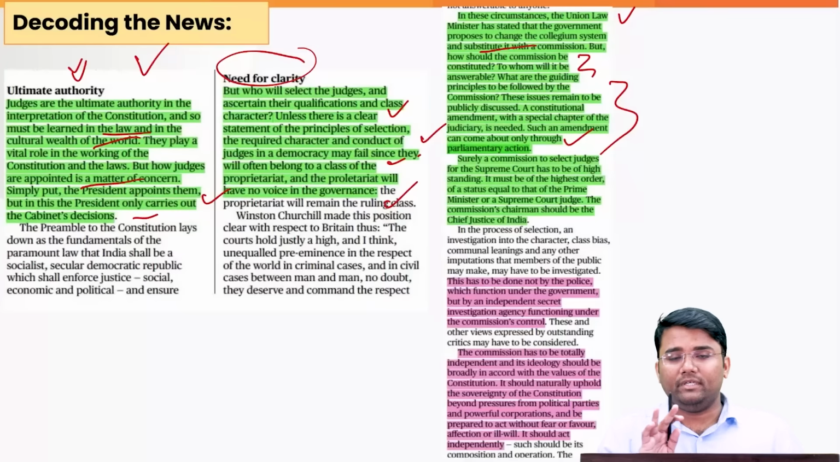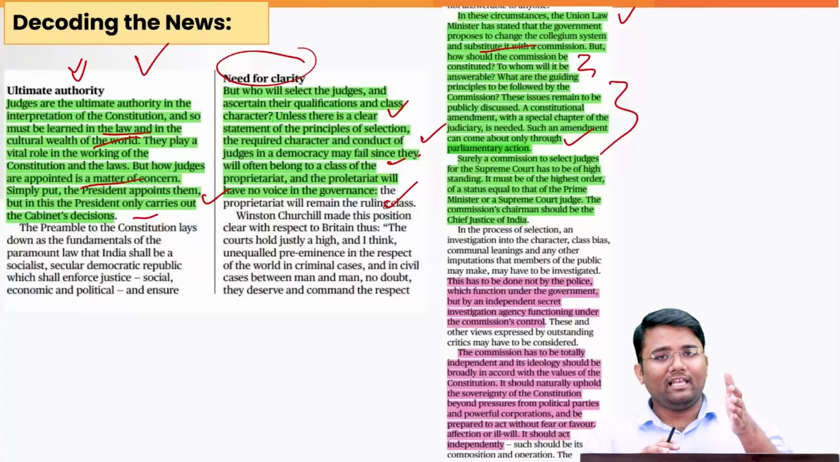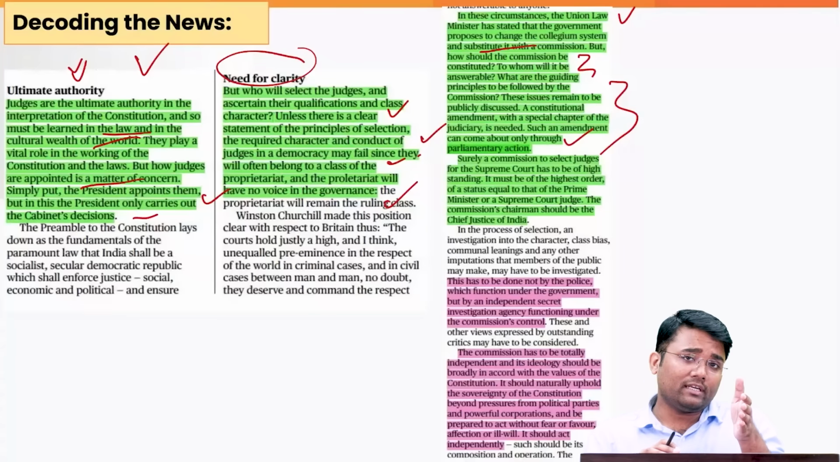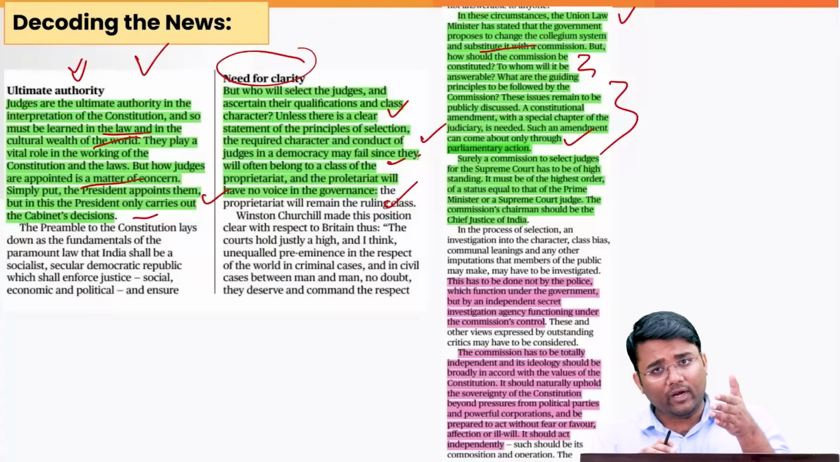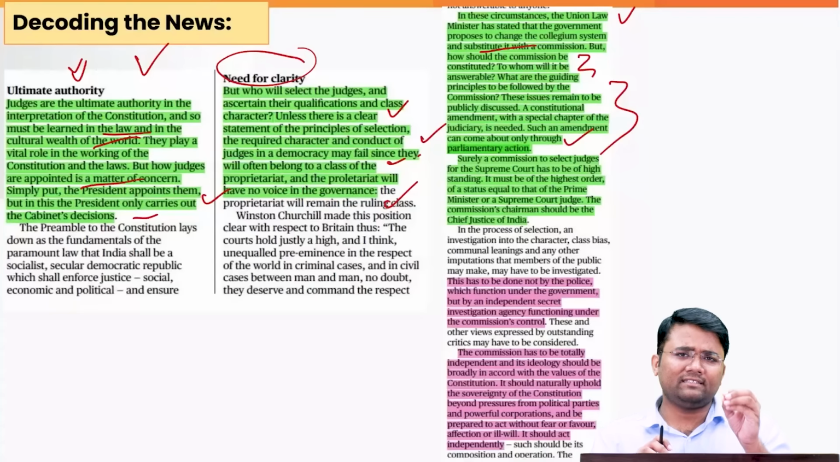So what is happening here? Understand. We have a collegium system. There is opaqueness, lack of transparency, lack of objectivity in why a particular candidate is being selected, what the requirements are, what the qualification required is. There is very little information in the public domain related to that.